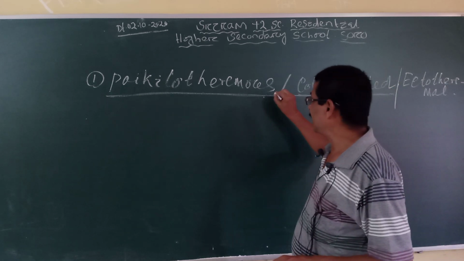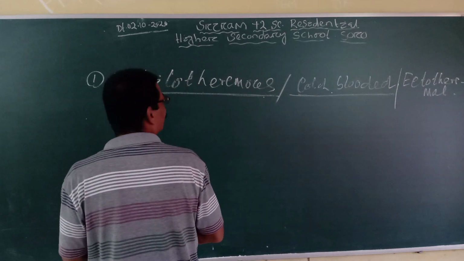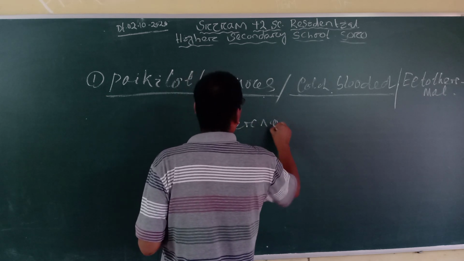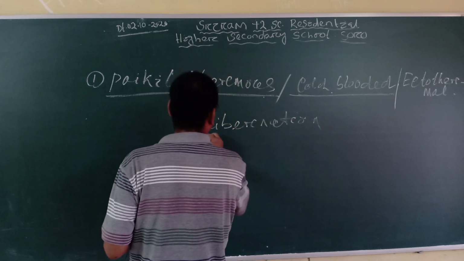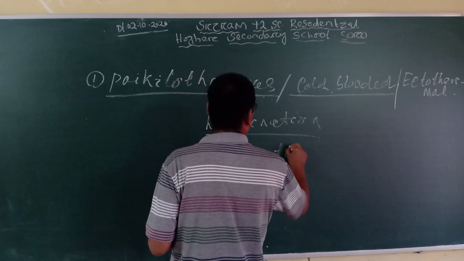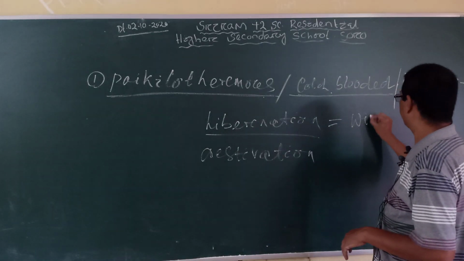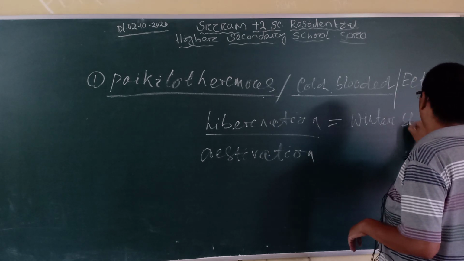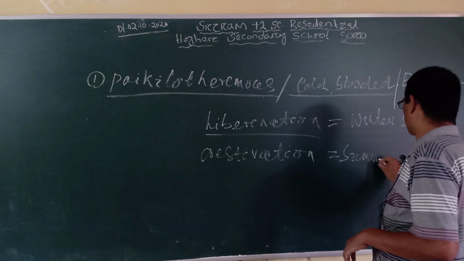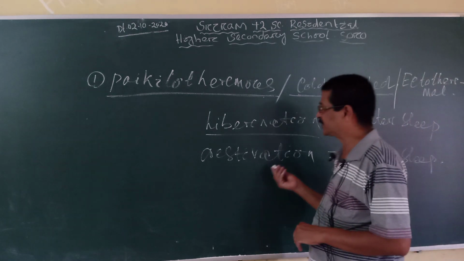And these animals show two types of behavior, called hibernation and estivation. Hibernation and estivation, these two terms. Hibernation means the winter sleep, and estivation means the summer sleep. So what is the summer sleep and what is the winter sleep?